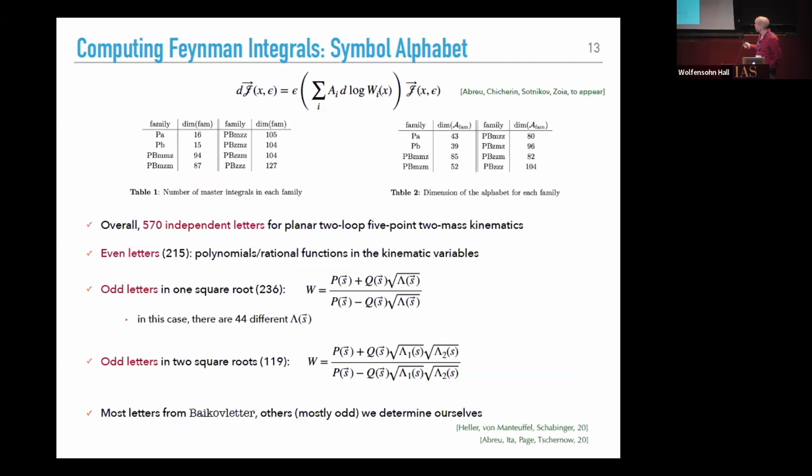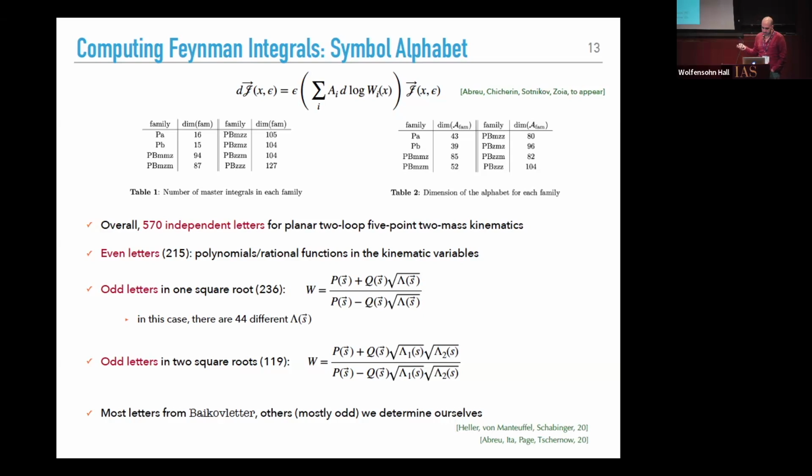So this is a slide that summarizes the information about the alphabet for these integrals. This information you've already seen. This is just the number of master integrals for these different families. And this is the dimension of the alphabet for those families. So if you want, this is the dimension of these matrices here, A_i, whereas this is the number of terms you have in this sum. So put together, these things give you a feeling for the complexity of this problem.